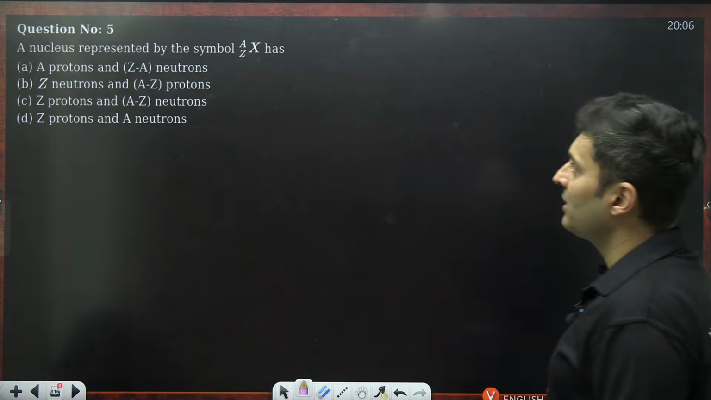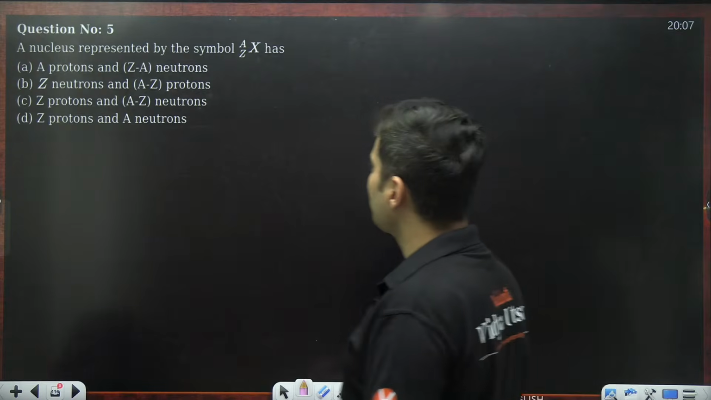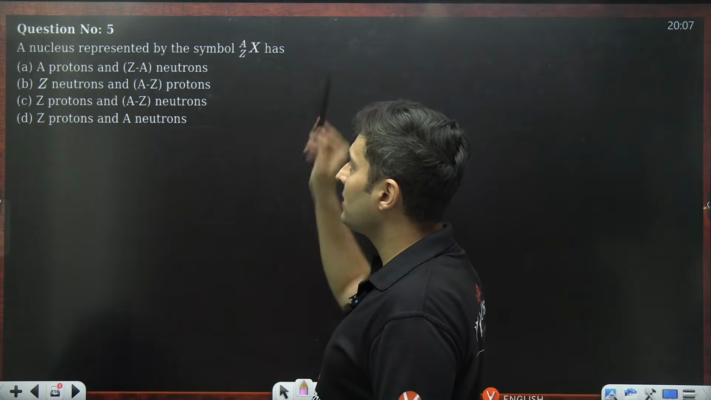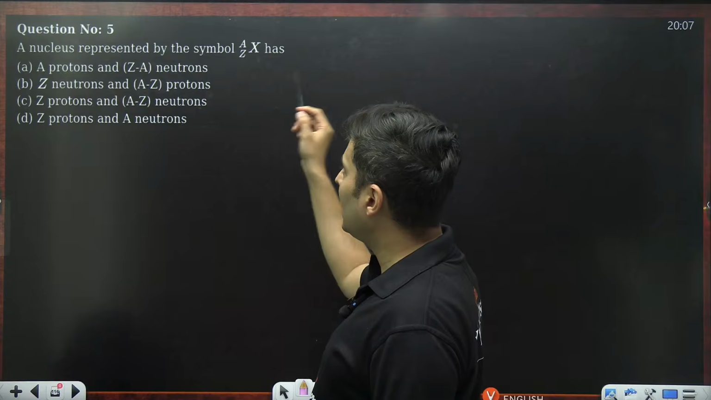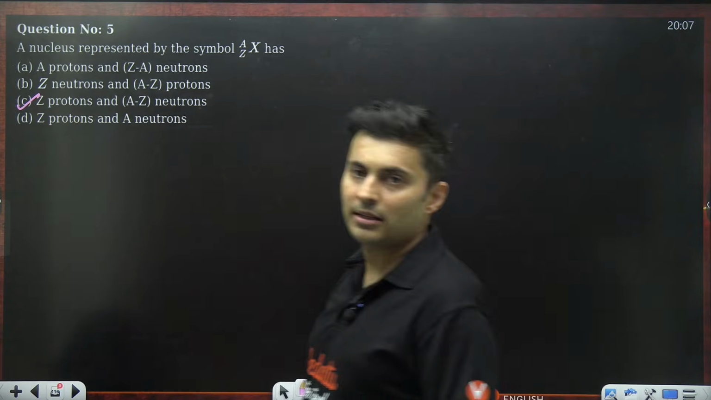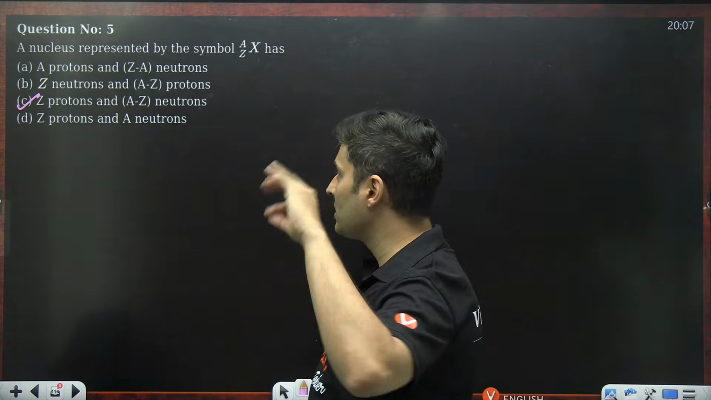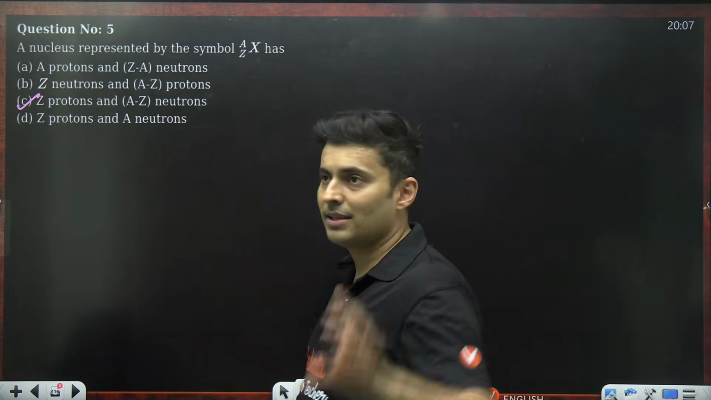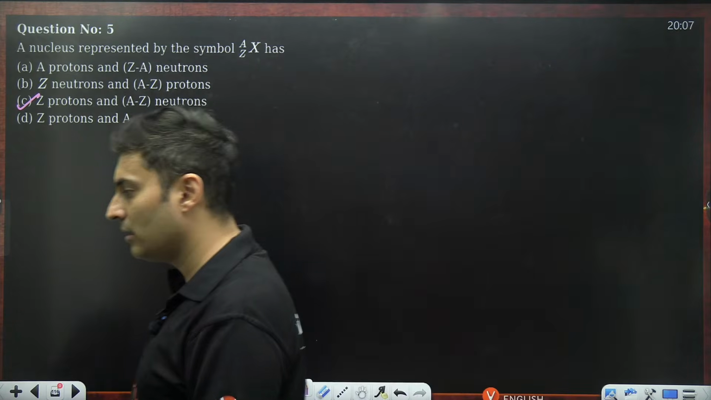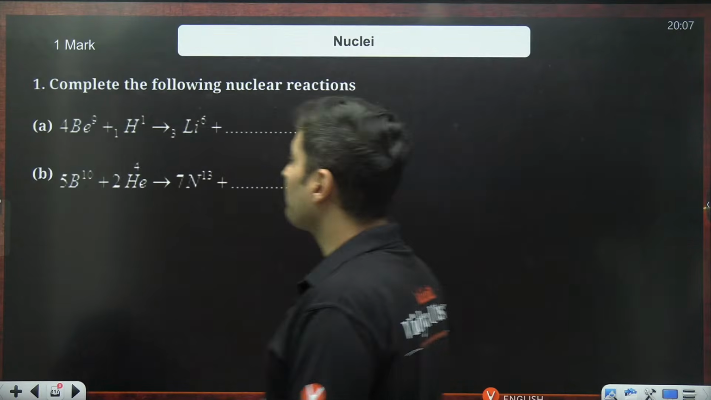A nucleus represented by the symbol A X Z has how many protons and how many neutrons? Okay, Z is the number of protons and A minus Z is the neutrons. So option C is the right answer. Z is the atomic number, decided by the protons in the nucleus, positive charges. Neutrons are mass number minus Z, the number of protons. C option, guys, not D. Some of you said C.